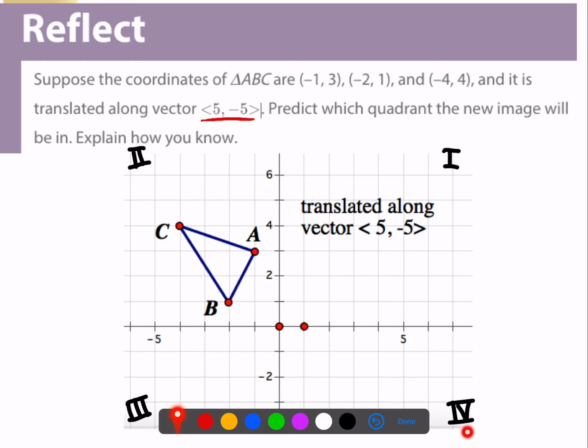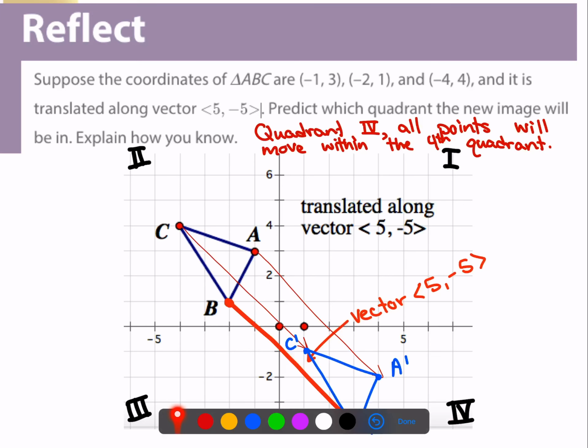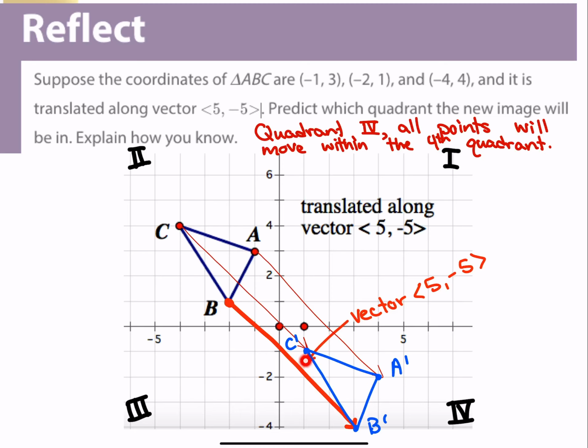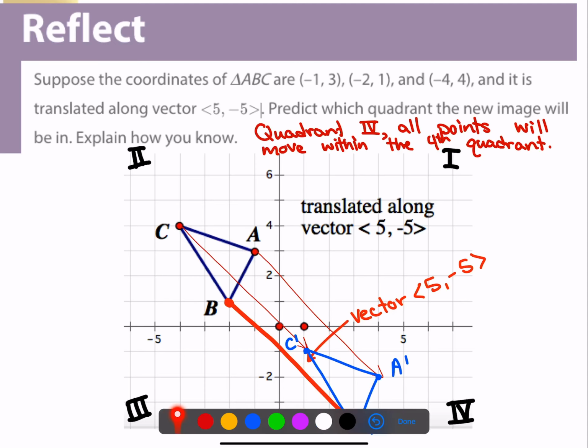Well, I'm going to predict that it's going to be in quadrant 4. And the reason I predict that is because each of my points will be in quadrant 4 if they travel along that vector. So if all 3 points are in quadrant 4, then I can assume that all those points in between will also be in quadrant 4. So all the points move there.